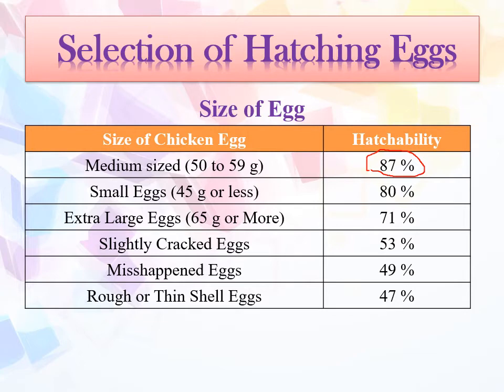So here you can see after that, if the eggs are very small, very large, slightly cracked, or misshapen, it means it is not oval, or the shell is very thin, then the hatchability is very, very low, so it will not be beneficial. So this is the reason why we should select the medium sized egg.